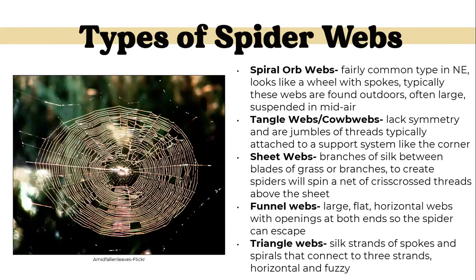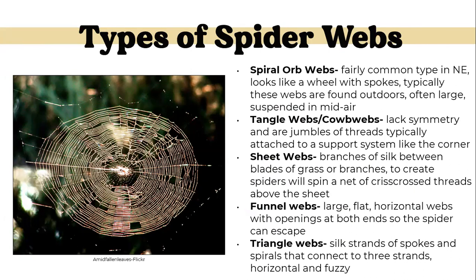So there are different types of spider webs. It depends on who you talk to. Some say there's 3, some say there's 5. I kind of went with all of them here just to show you. But there's these typical orb webs, which is in this photo here. This is going to be the common spider web that you're going to see. These are the ones that you're going to find a lot in Nebraska. They look like a wheel with spokes in it.